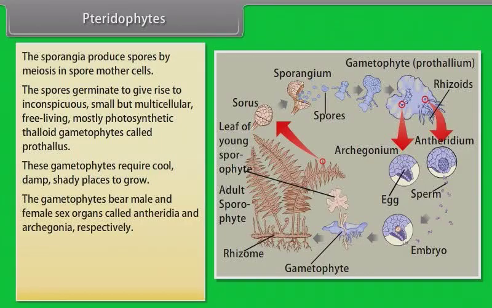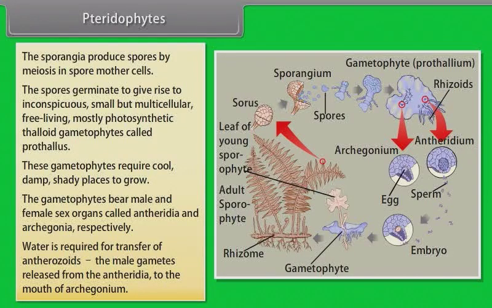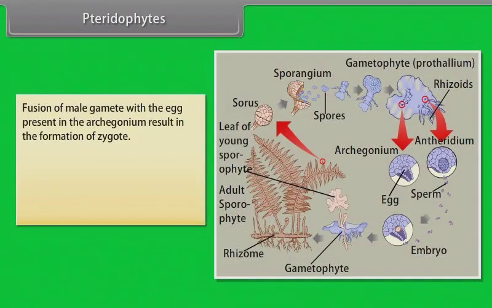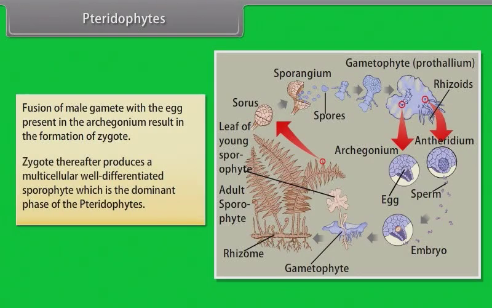The gametophytes bear male and female sex organs called antheridia and archegonia, respectively. Water is required for transfer of antherozoids. The male gametes are released from the antheridia to the mouth of the archegonium. Fusion of the male gamete with the egg present in the archegonium results in the formation of a zygote. The zygote thereafter produces a multicellular, well-differentiated sporophyte, which is the dominant phase of the pteridophytes.